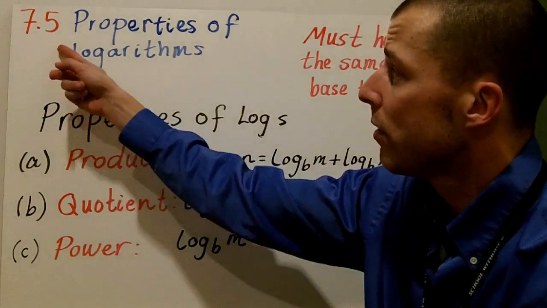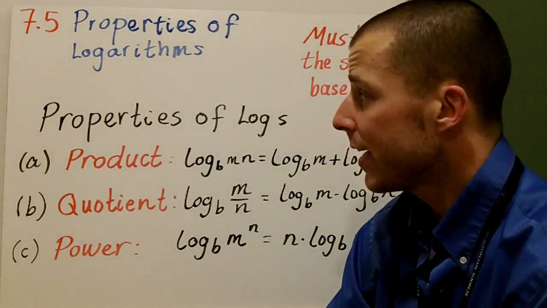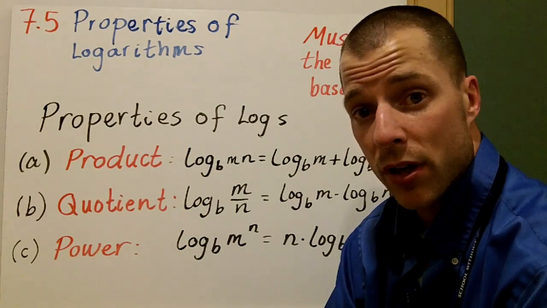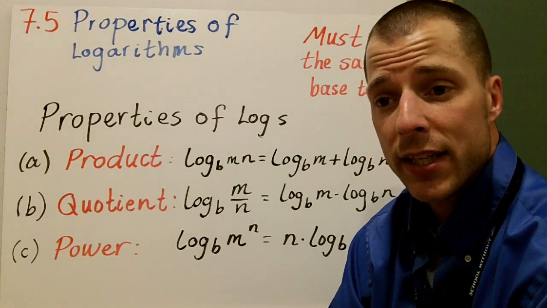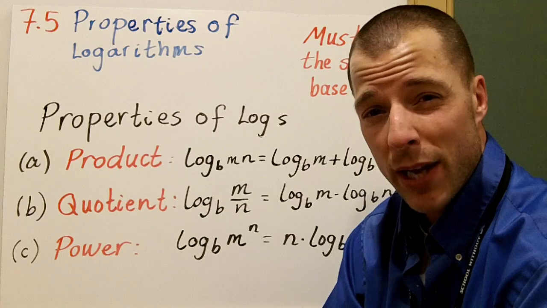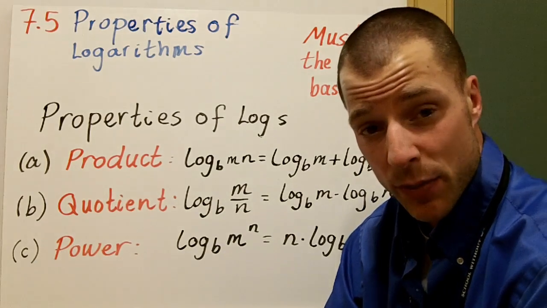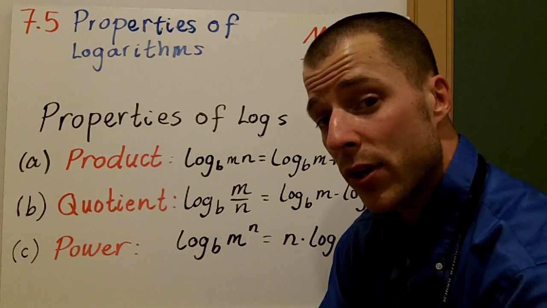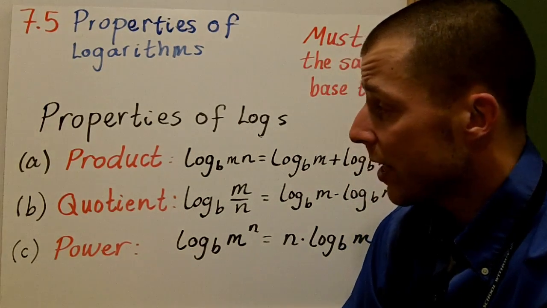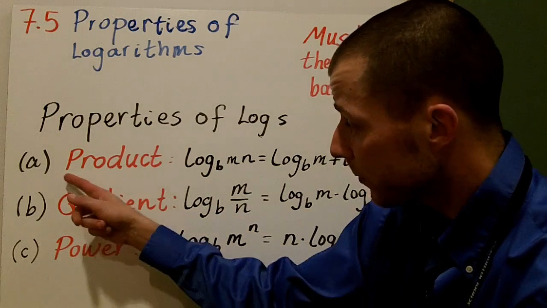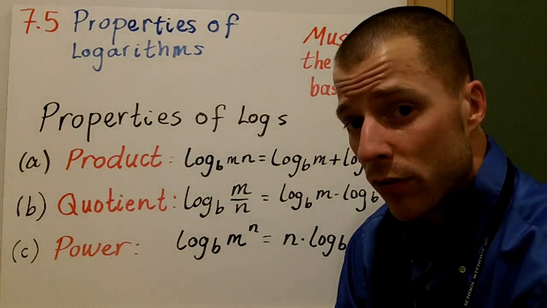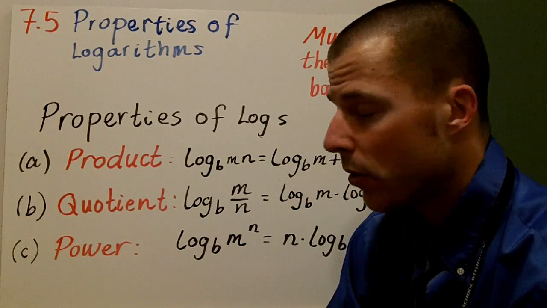This is section 7.5 out of our text, and today we're going to be studying properties of logarithms. And what you're going to find is that a lot of the properties that apply to exponents and exponential functions are going to apply to our logarithms. So the first thing that we're going to study, the first couple of examples, are three properties: the product rule, the quotient rule, and the power rule, all of which we have when we deal with exponents.